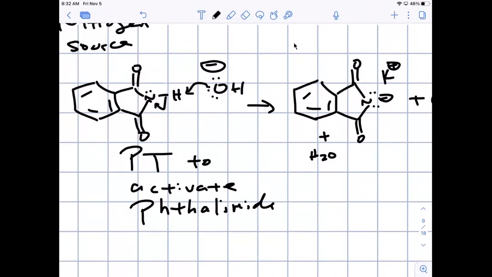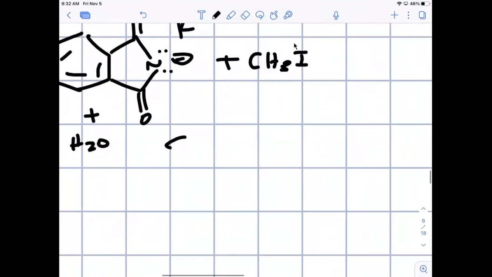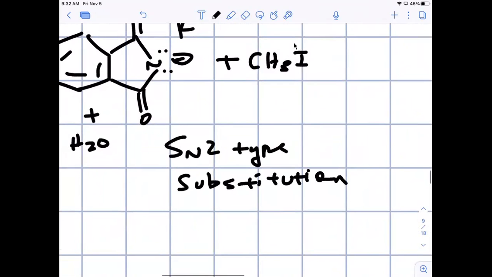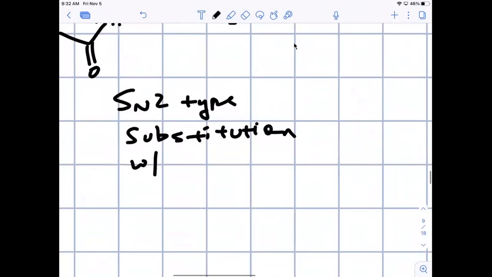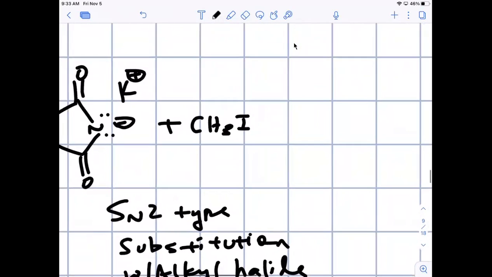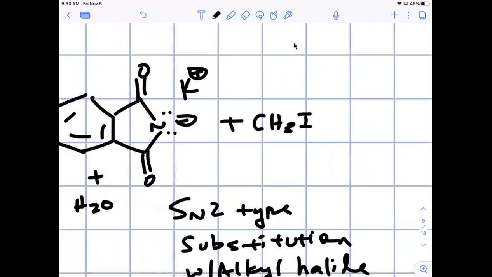Phthalimide. And then the second step is SN2 type substitution, right, with your alpha halide. So this is something that we've seen before. We talked about substitution for a whole week, right? So this is just going to attack here. Let me draw that out.